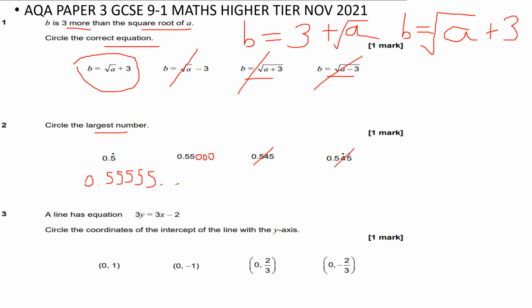Look at the third place here. That's a 0, that's a 5. So that one has to be the biggest. Question number 3, guys.